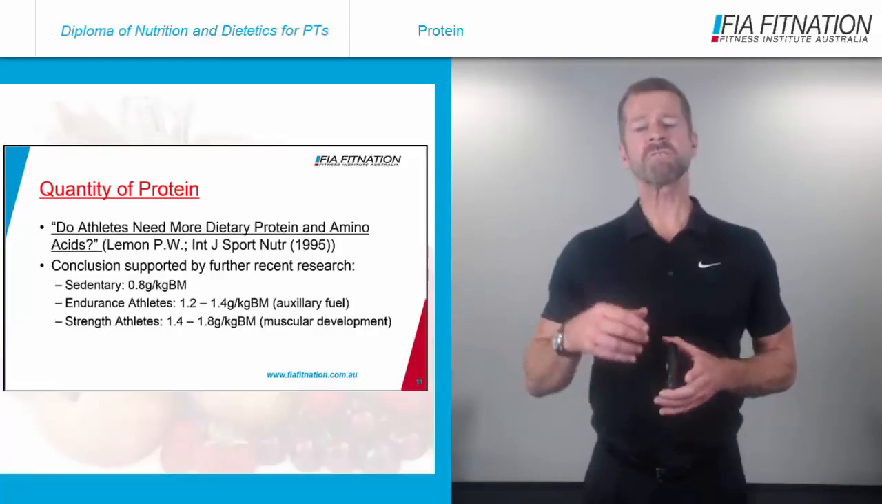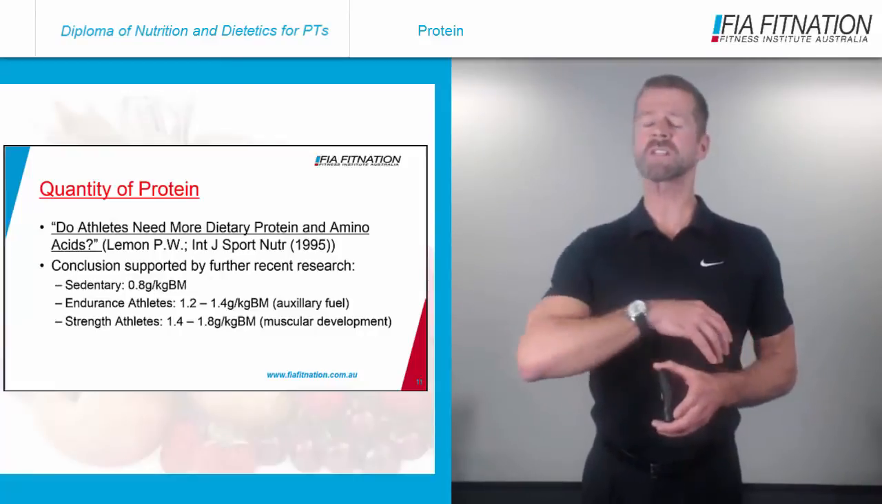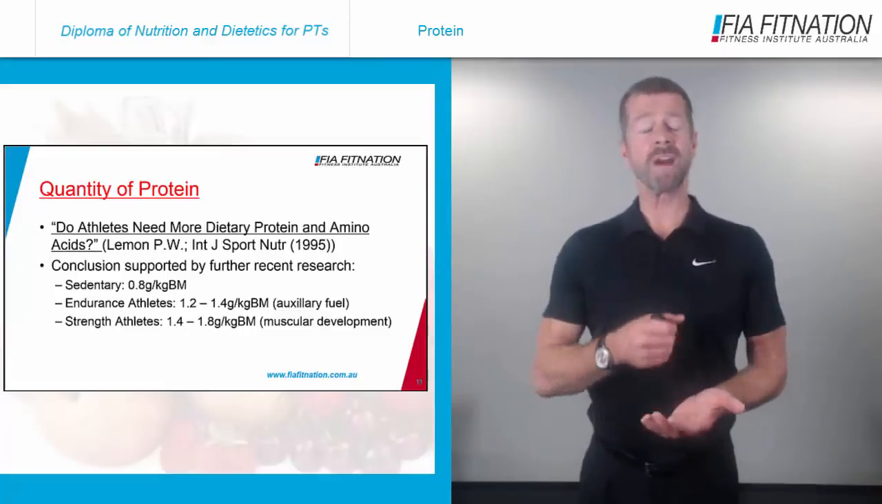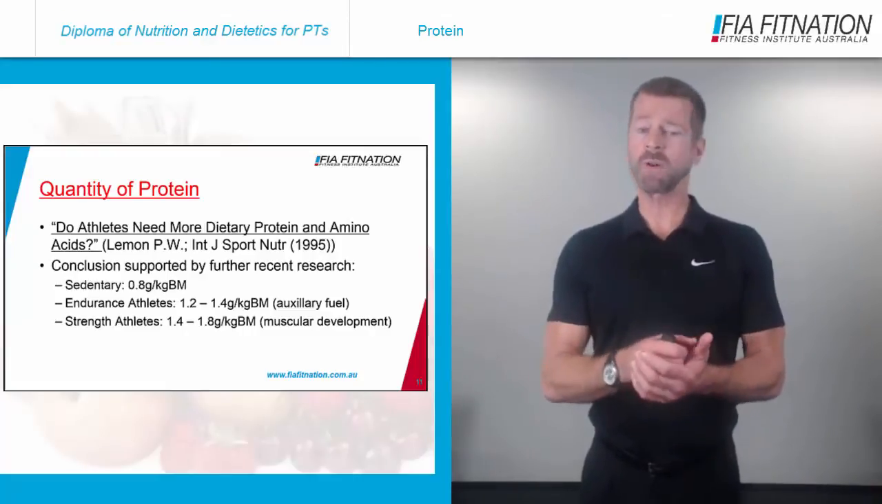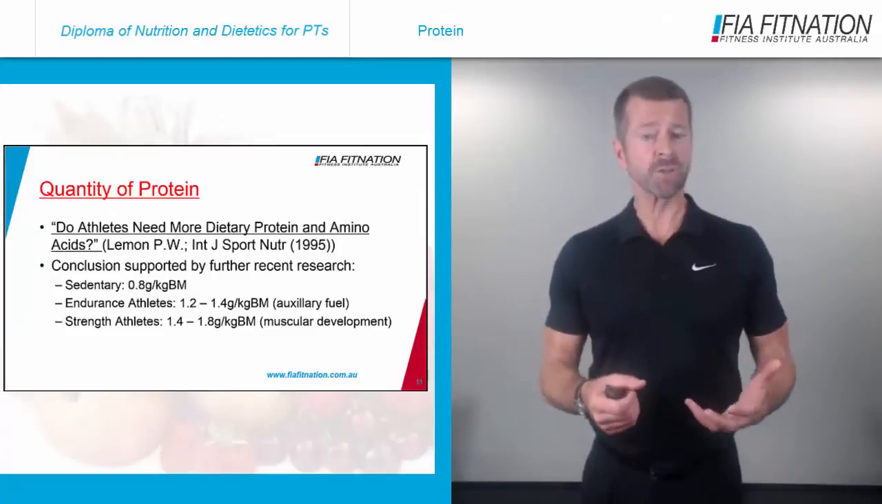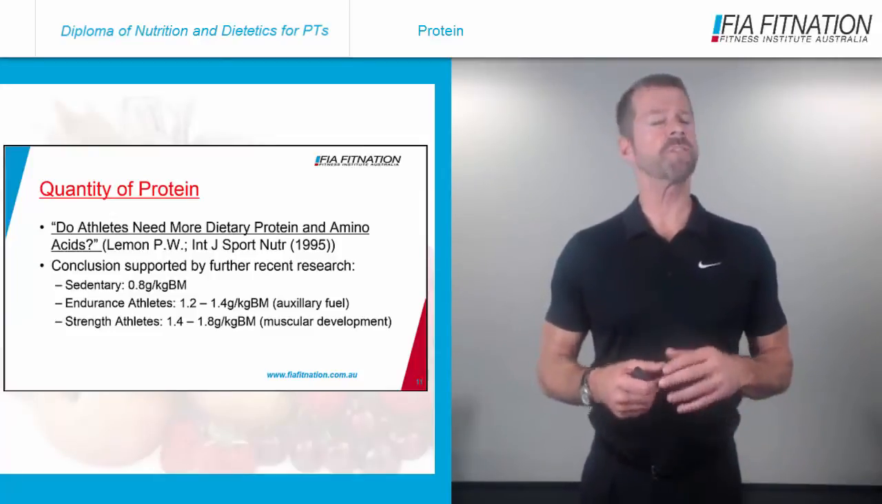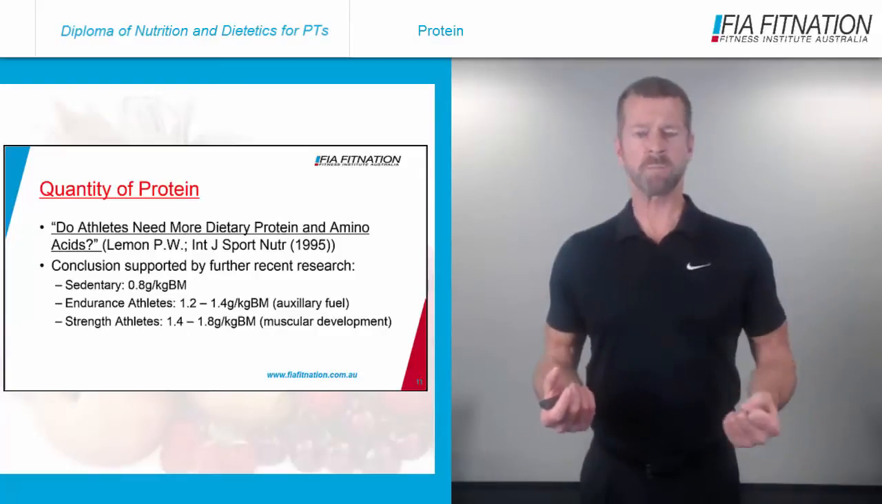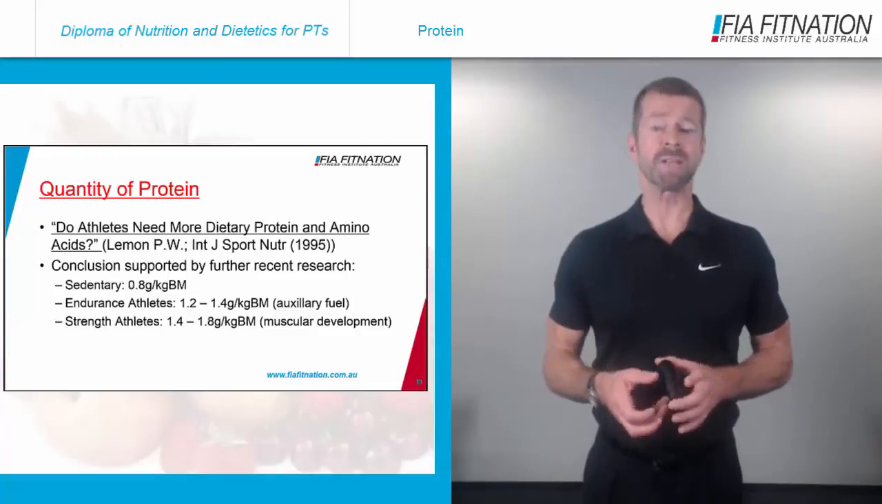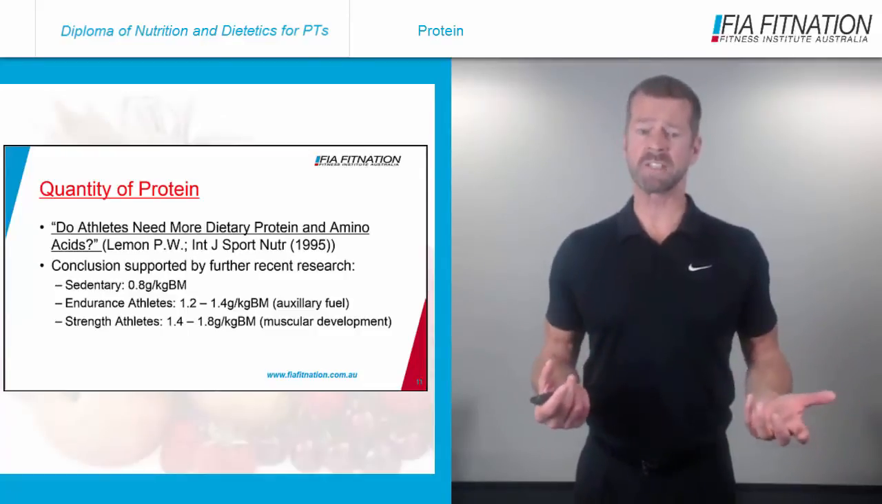And the conclusion from this study and from lots of follow-up studies was that for a sedentary individual, the recommended daily allowance is 0.8 grams per kilogram body mass per day. And that is still recognized as being the requirement. So if you're 70 kilograms, multiply that by 0.8, you'd need about 56 grams of protein per day if you were sedentary and not doing any physical activity.